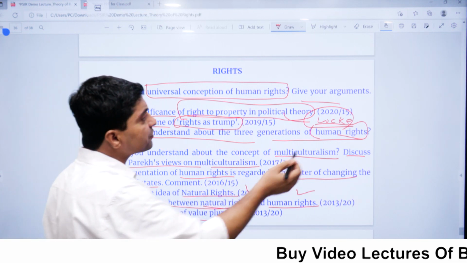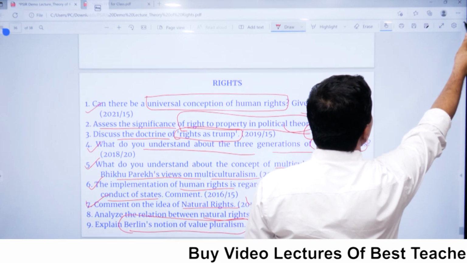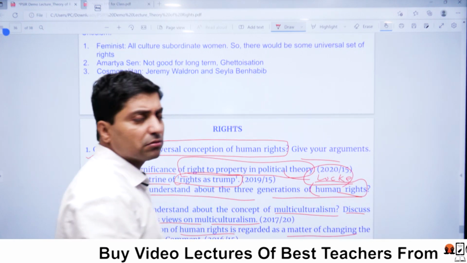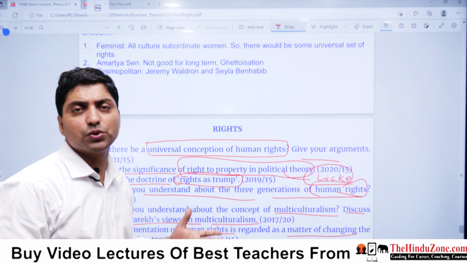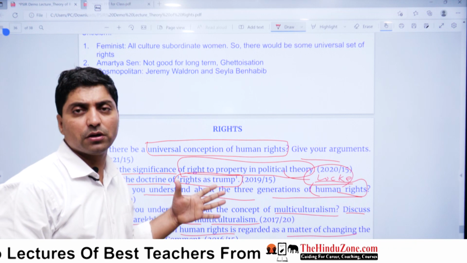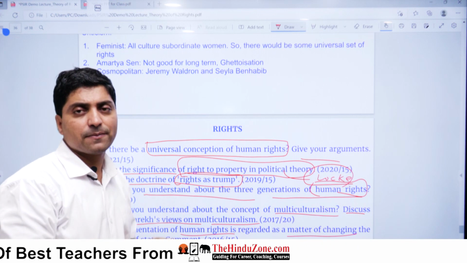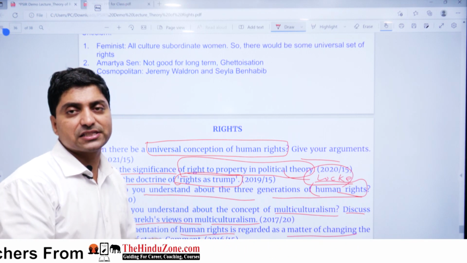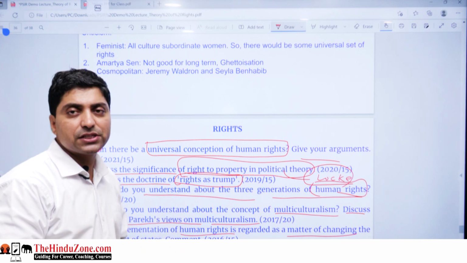And if you ask me, sir, what kind of question will come this time, it depends. You just need command over the various theories of rights. And if you have command over the various theories of rights, it's very easy to write the answer.